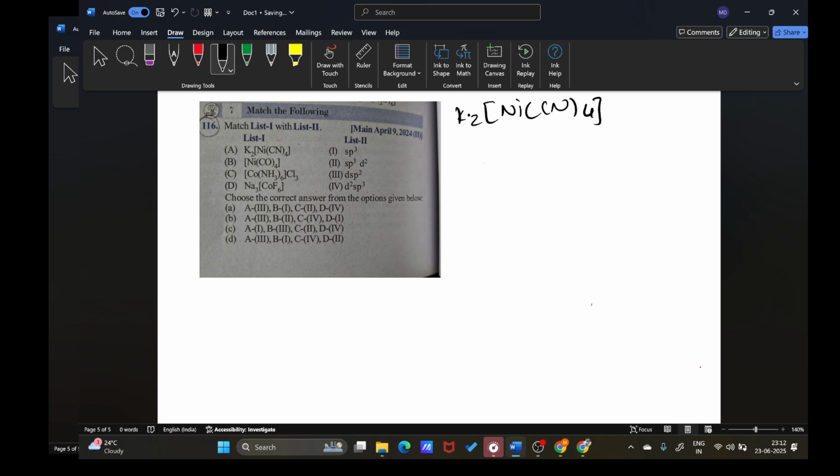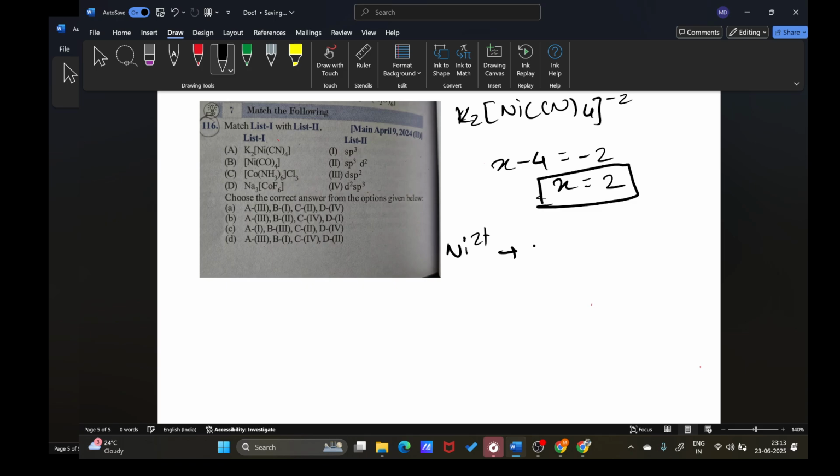K2[Ni(CN)4]. K2 is a positively charged ion, so if it leaves, it will have a -2 charge on [Ni(CN)4]. So the oxidation number of Ni can be calculated as x. CN is negative, so x minus 4 equals -2. So here we get x is equal to 2, right? So Ni is in the +2 oxidation state.